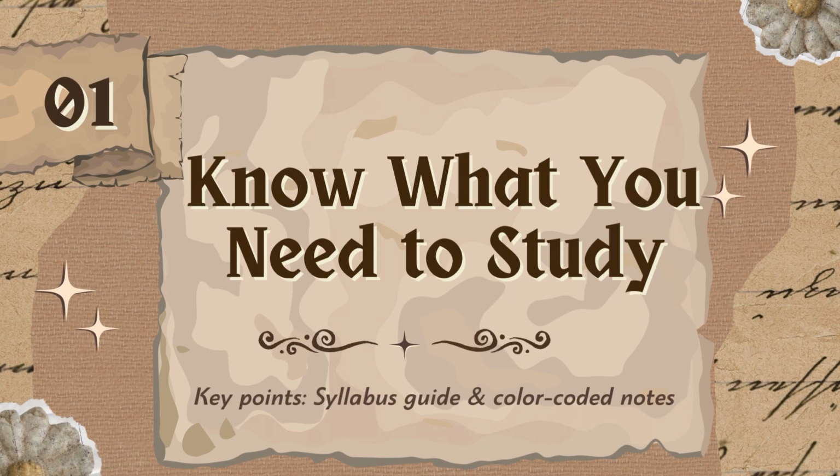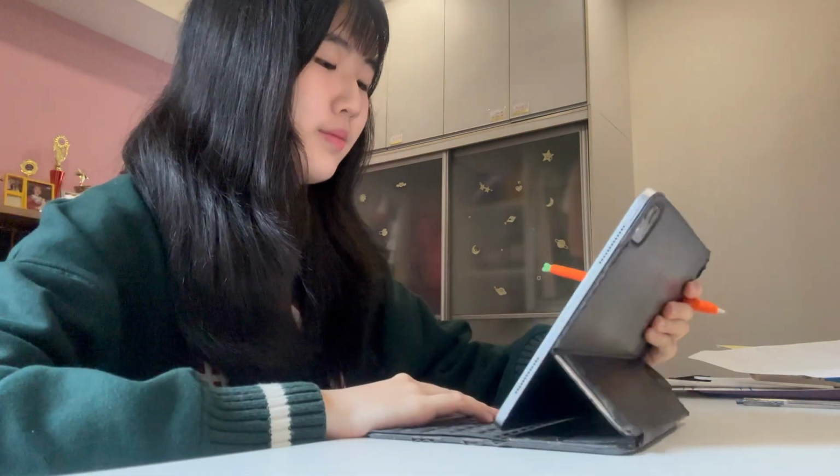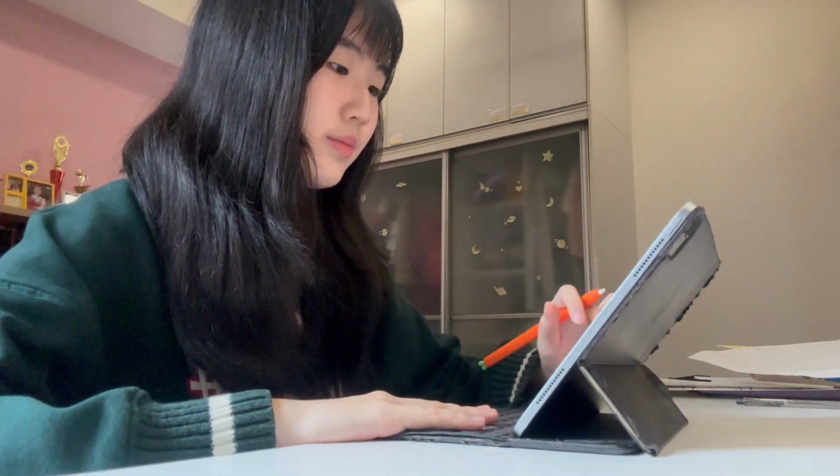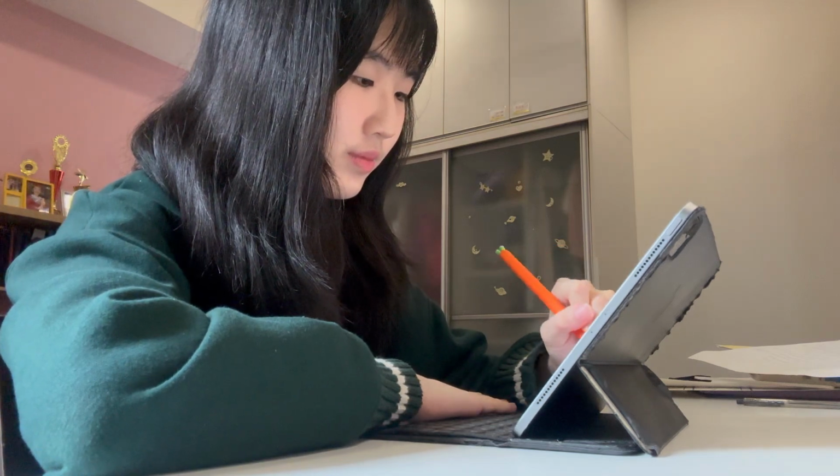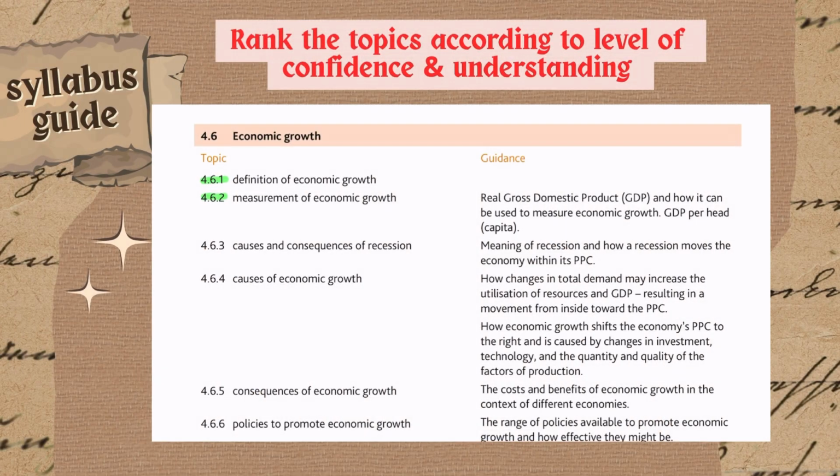The first thing you need to do is go through the syllabus guide. This is your revision roadmap. It tells you exactly what you need to know for the exam. So here's what you do. First, print out the syllabus guide or open it on your device. Then you use 3 colored pens to rank your confidence in each topic. Green means confident, yellow, somewhat unsure, and red, no clue at all.